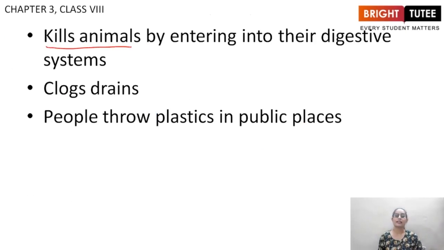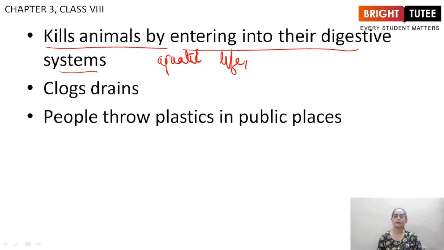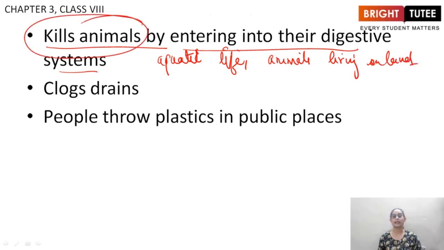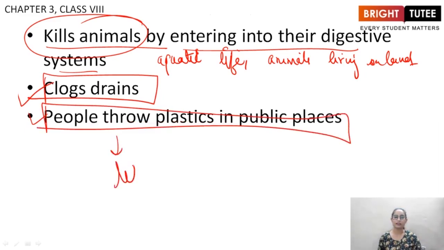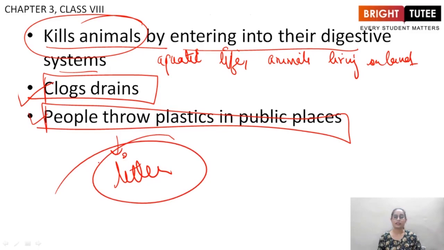Another is it kills animals by entering into their digestive systems. Basically, when we talk about aquatic life, or even we talk about the animals living on the land, all of them somehow consume plastics. So when they do, this plastic kills these animals by entering into their digestive systems. So again, this is a serious damage caused. Then clogs drains. Drains are clogged. Then also people throw plastics in public places, which is causing the litter. Right? So this was the damage caused by plastic, and this was the last question of this lecture.